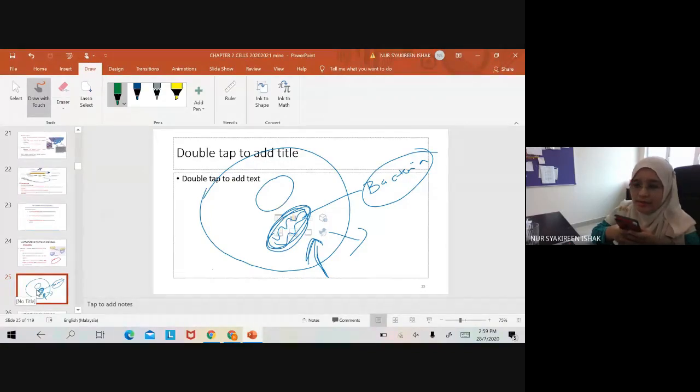Saya ada bagi gambar kat dalam grup kelas rep. Dia terangkan pasal endosymbiotic theory. Bukan endosymbiotic tapi endosymbiotic theory. Bagi kat punya member sekarang, cuba tengok pasal endosymbiotic theory tu.